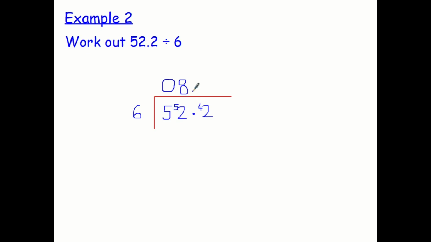I've kept everything in line, so I'm now going to put my decimal point in line as well. And my last question is how many 6s in 42? 7. So your answer to that is 8.7. I do recommend you put your 0 at the front because it just helps keep everything in line. But your final answer there is 8.7.